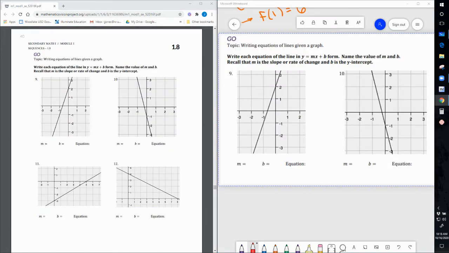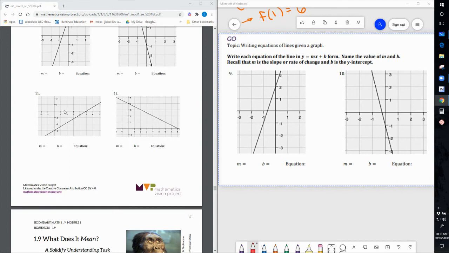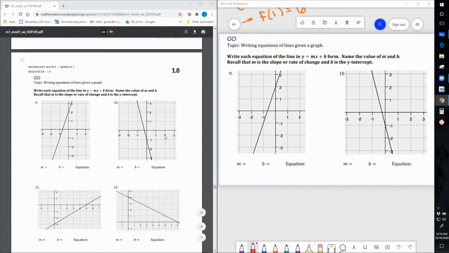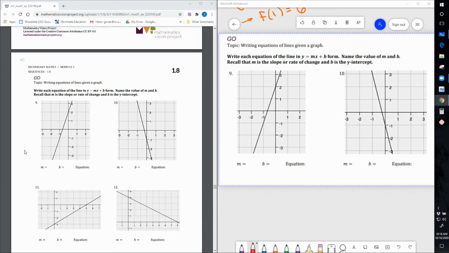All right, guys, this last section, the go section, is 9 through 12. I went ahead and put a couple of them on the right-hand side so I can draw on it. This one wants you to write each equation of the line in y equals mx plus b form, so give the normal explicit form, and then name the value of m and b. m is the common difference, the slope, and b is the coordinates of the y-intercept. So recall that m is slope and b is the y-intercept. Well, that was convenient since we just talked about that, right? All right, here we go.